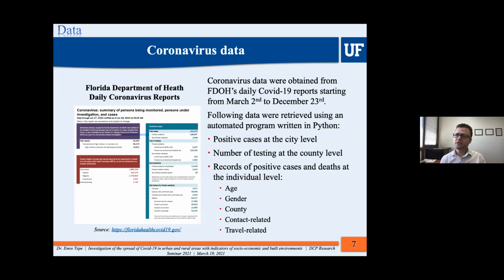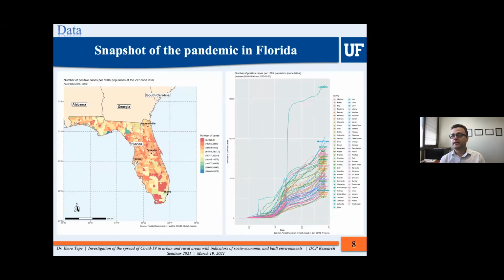But nevertheless, the one good news in terms of modeling and analyzing the Florida case in more detail is that they released zip code level information on the number of positive cases. So using those data sets, I was able to test what I was planning to do for this research. But of course, I also need to obtain some information about the built environment. But before I jump into the built environment, I would like to just show you a snapshot of the pandemic in Florida.